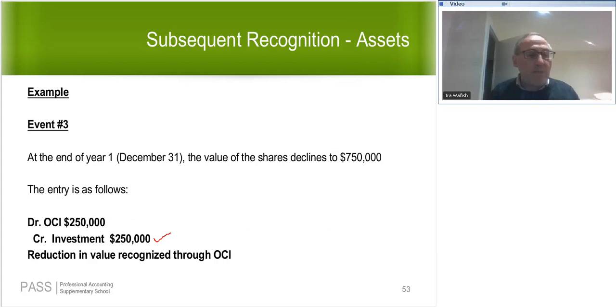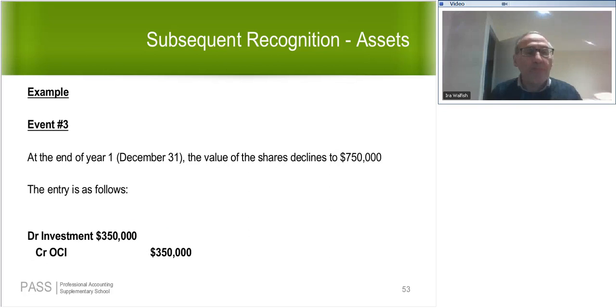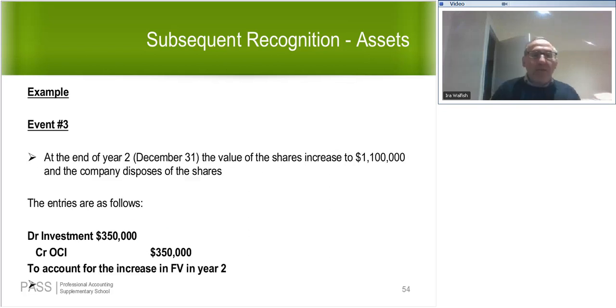Let's say at the end of year two, the value of the shares increases to $1.1 million, and then right after that, we dispose of the shares. So the entry would be as follows. At the end of the year, when the value of the shares went up to $1.1 million, we would debit the investment $350K to bring it up from $750K to $1.1 million. And then we would credit OCI for the change in value. Remember, any change in value goes through OCI. So I'm writing it up from $750K to $1.1 million.